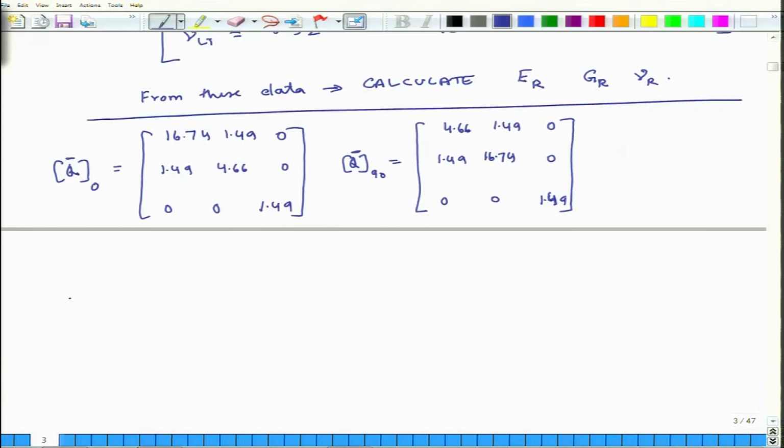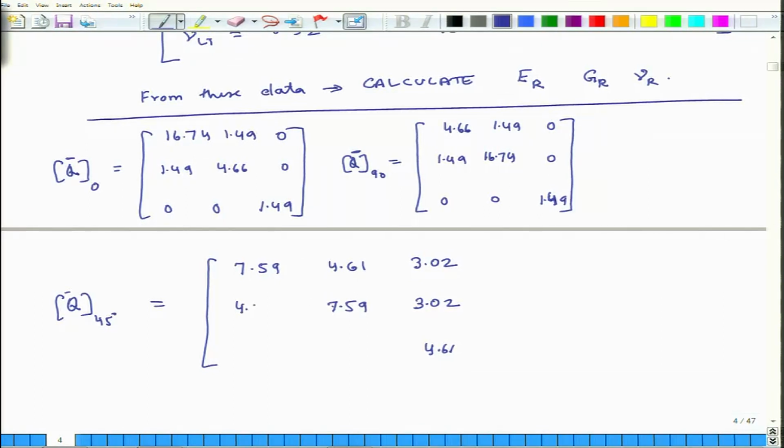And then the next one is Q45. So, we find Q bar matrix for 45 degree layer, and this is equal to 7.59, 4.61, 3.02, 3.02, 4.61, 7.59, 4.61, 3.02 and 3.02.